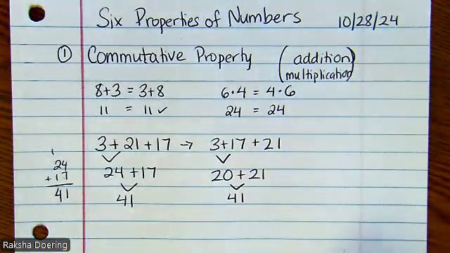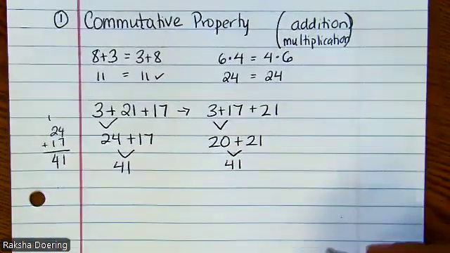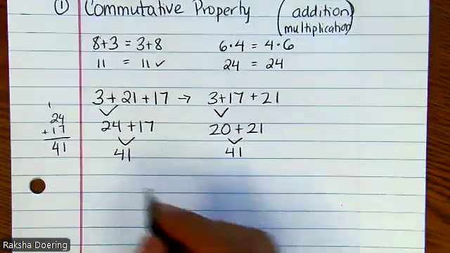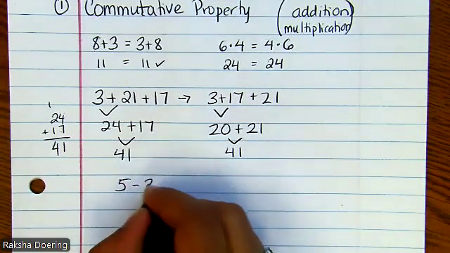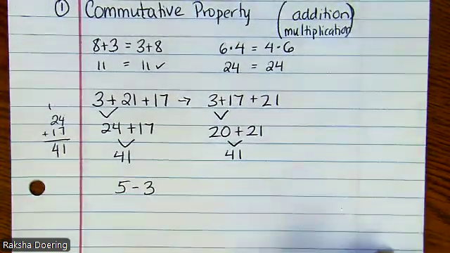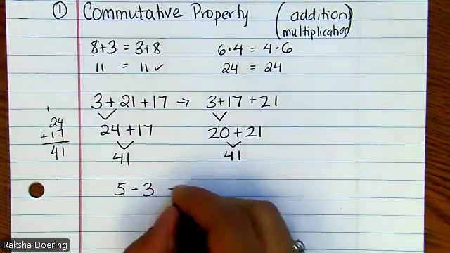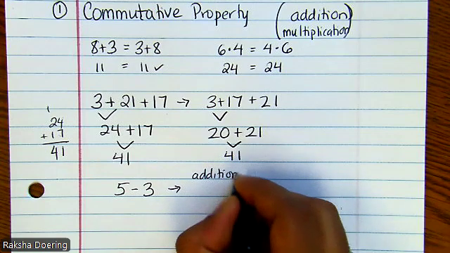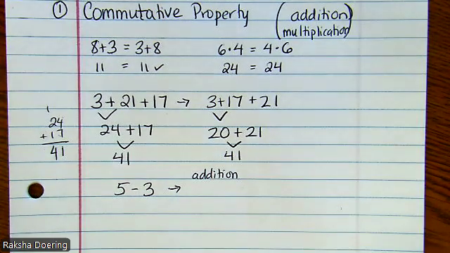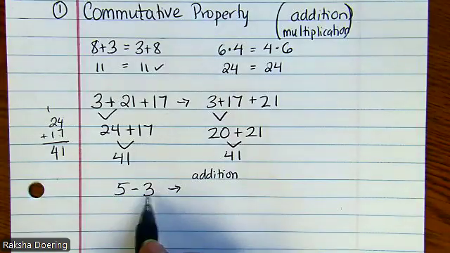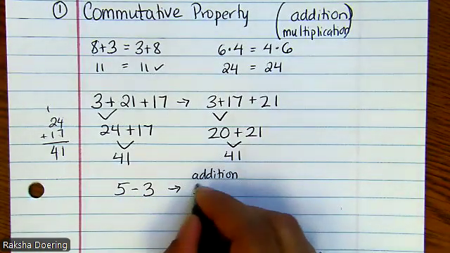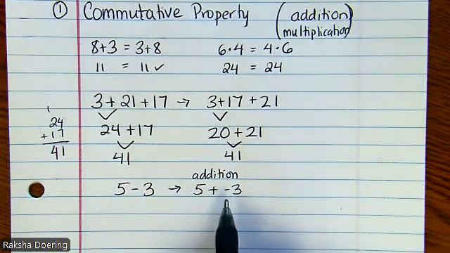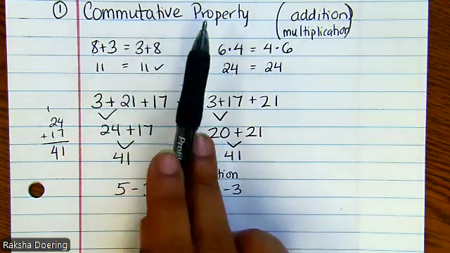Now, the important thing to remember is it does not work for subtraction or division. But if I have a subtraction problem like 5 minus 3, if I wanted to use the commutative property, the first step is make it an addition problem. Because we know the secret is that every subtraction problem is actually an addition problem. I can write 5 minus 3 as 5 plus negative 3. And if I write it as 5 plus negative 3, then I can use the commutative property.